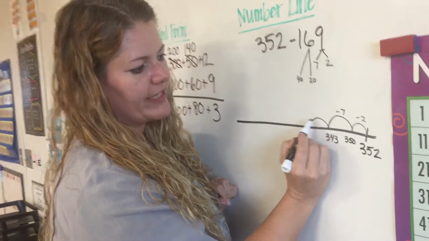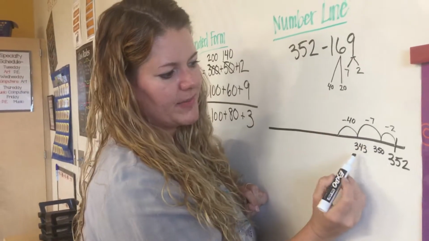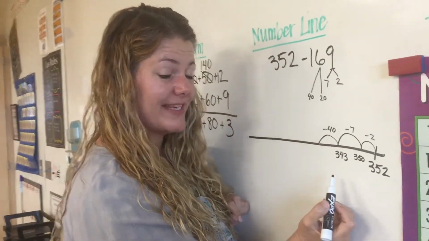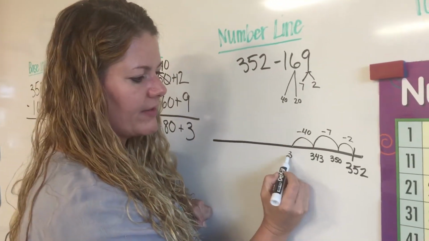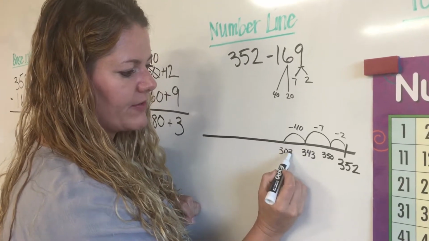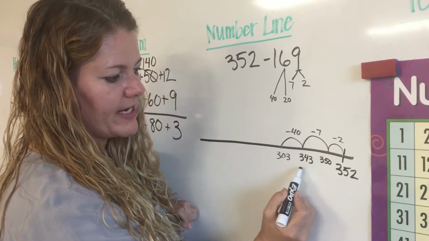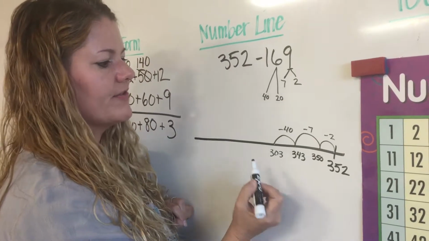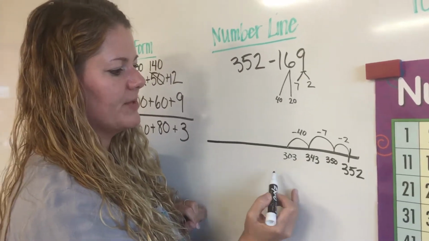So I'm breaking this into these because 40 plus 20 equals 60. So I'm going to do a 40 jump because that takes me close to a friendly number. So here we go, 303, because 343 minus 40 is 303. We just took away that tens place.